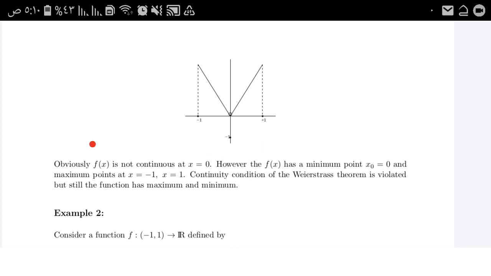When x is 0, the value of the function is -1. This point is -1. When x is 0, the value of this function is -1. Otherwise, the value of this function is the absolute value of x.